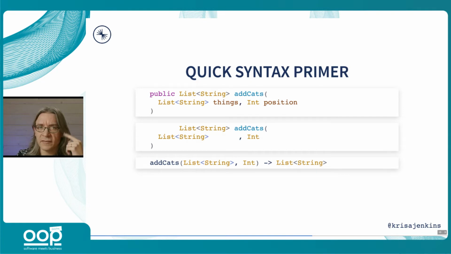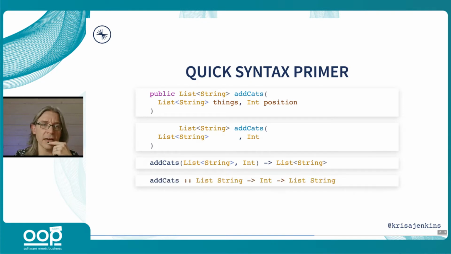And then we do a little bit of syntactic sugar, and voila, we've reached Haskell. You can read that last bit exactly the same as the first bit. To add cats, give me a list of strings and an integer, and the last thing in that list will be the thing I return, a list of strings. Okay.